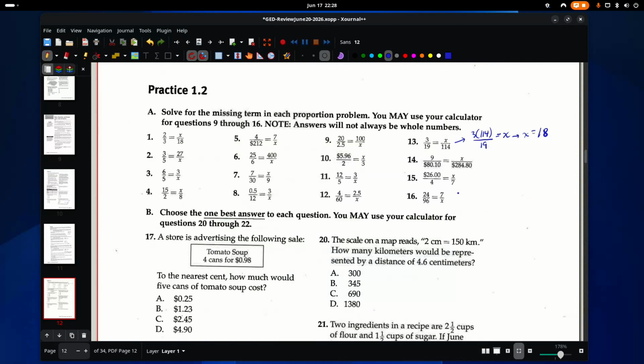So the rest are similar, except this one's a bit different. When we have the variable in the denominator, we want to multiply both sides by the denominator first. So we have x times 24 over 96 is equal to x times 7 over x. So now we can say that x divided by x gives us 1, so those cancel, and we get 24.